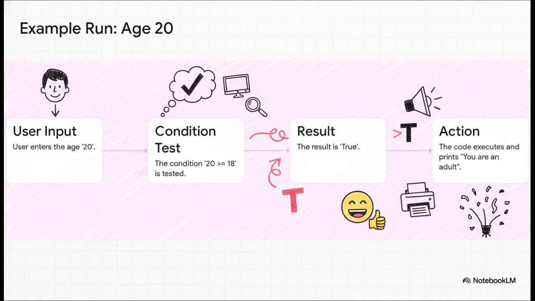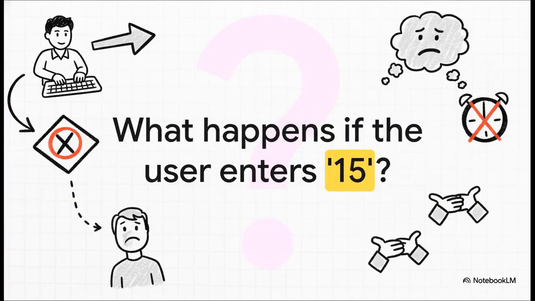And here's exactly how it plays out. The user types in 20. The computer checks the condition. Is 20 greater than or equal to 18? The result is true. And because it's true, that triggers the action, and boom, the program prints the message. Simple as that.